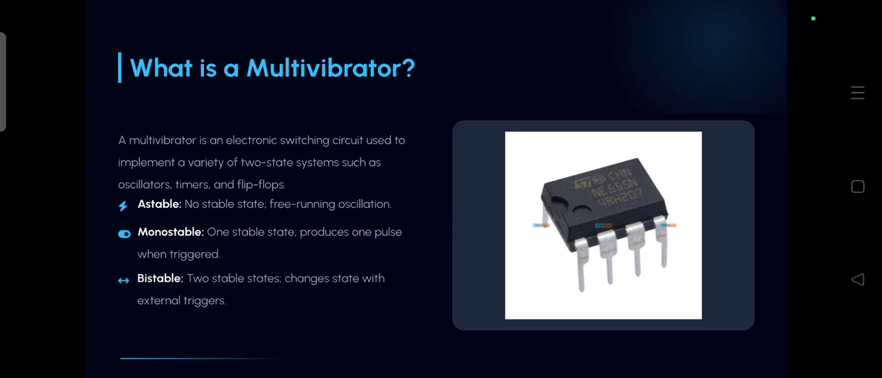First, what is astable? No stable state, free running oscillation. The second one is monostable: one stable state, produces one pulse when triggered. And the next one is bistable: two stable states, changes state with external triggers.